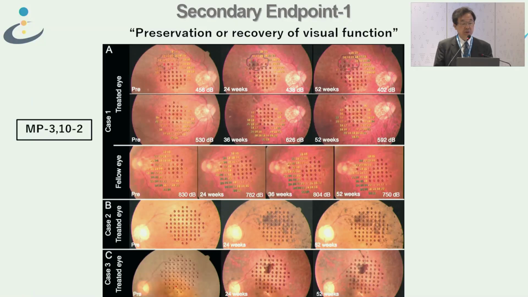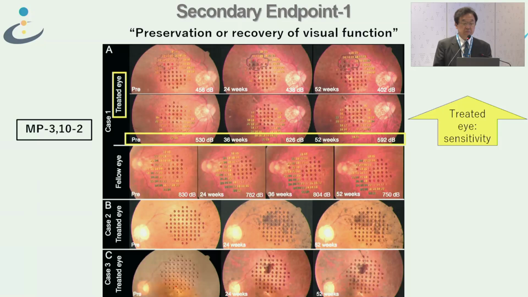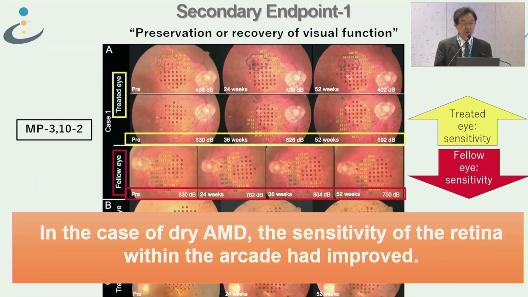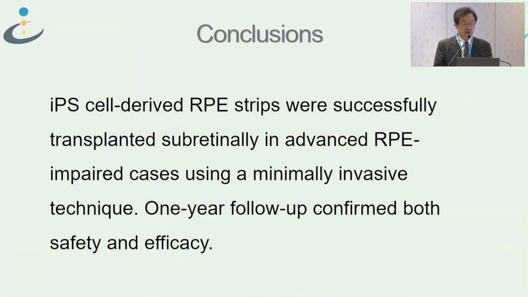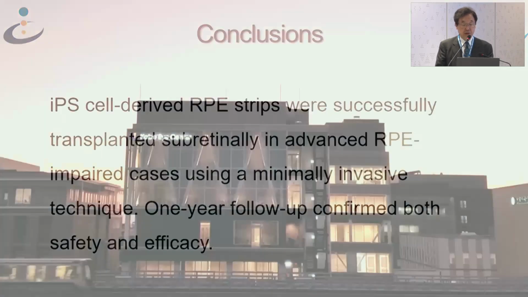This slide shows MP3 results. In case 1, retinal sensitivity within the vascular arcade improved in the treated eye, but in the fellow eye, sensitivity decreased. Conclusion: iPS cell-derived RP strips were successfully transplanted subretinally in advanced RP impaired cases using a minimally invasive technique. 1-year follow-up confirmed both safety and efficacy. Thank you for your attention.